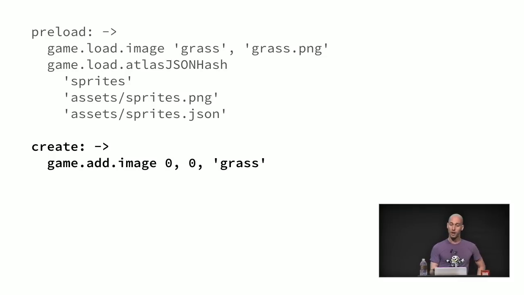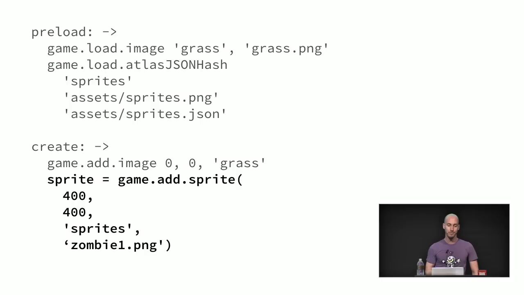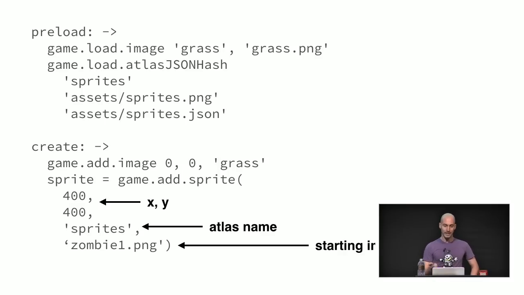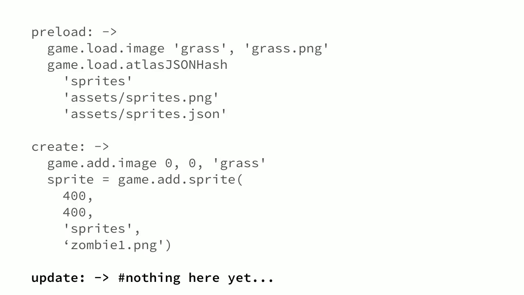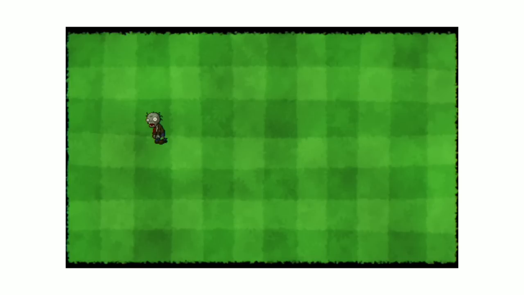So in our create callback, we'll put the grass on the screen. And we'll add a sprite to our game. So we'll put them at XY 400, and we're going to use our sprites atlas. We're going to be referencing the sprites atlas all over the place. And we'll use the zombie one image from that atlas for our sprite. And in the update, we're not going to do anything yet. We just want to get stuff drawing from our texture atlas. That looks like this. Not very exciting, but it's the beginnings of a game, I promise.